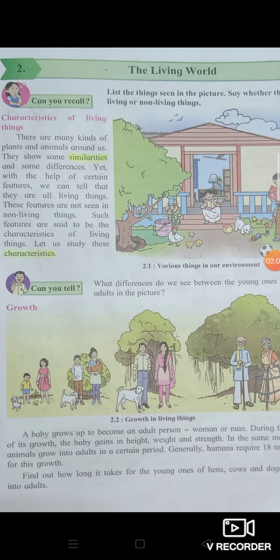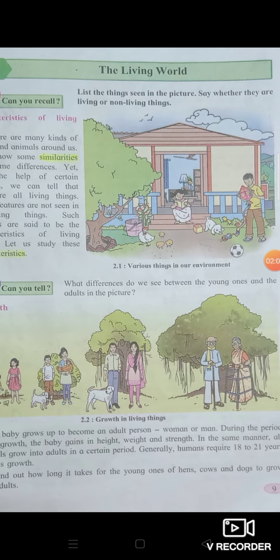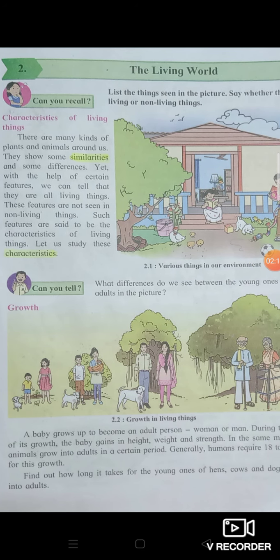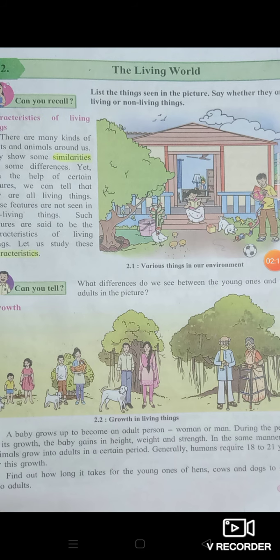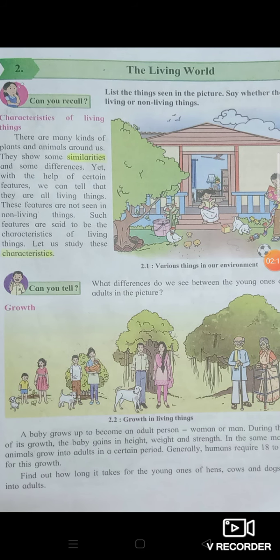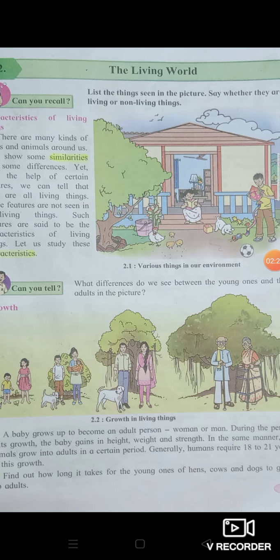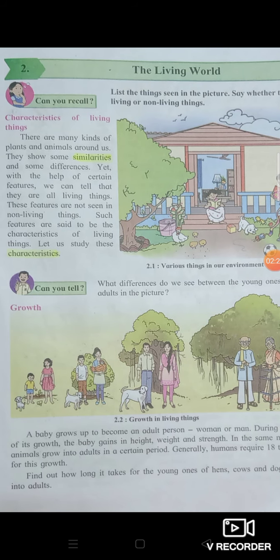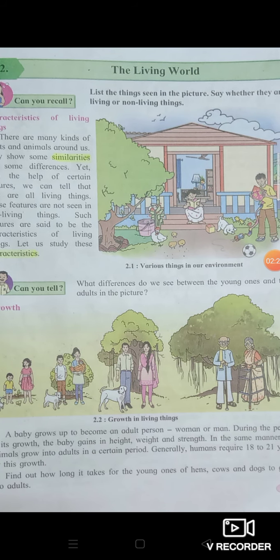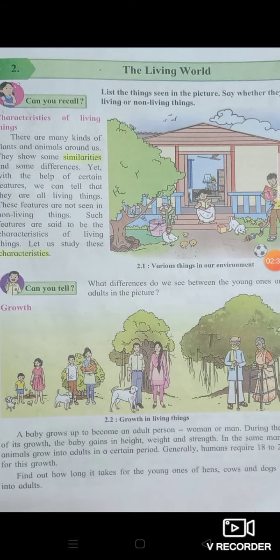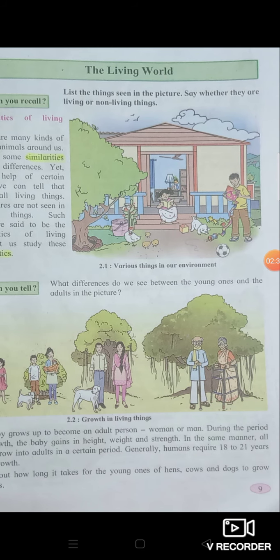Okay, during the period of its growth, the baby gains in height, weight and strength. In the same manner, all animals grow into adults in a certain period. Generally, humans require 18 to 21 years for this growth. Find out how long it takes for young ones of hens, cows and dogs to grow into adults. Like this way, humans require what? 18 to 21. Then we have to find out how much time is required for the young ones like hens, cows and dogs.